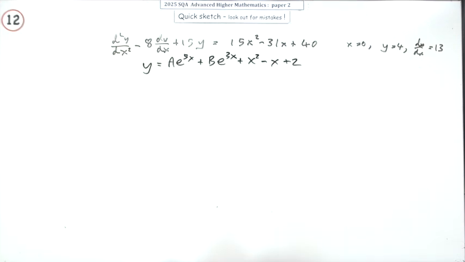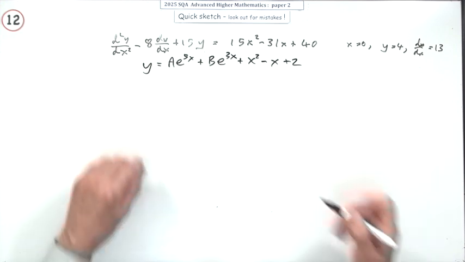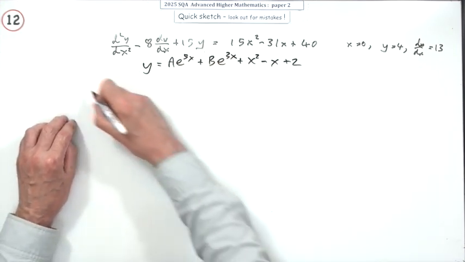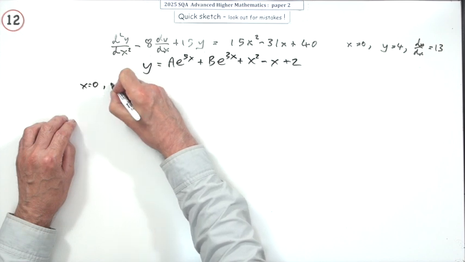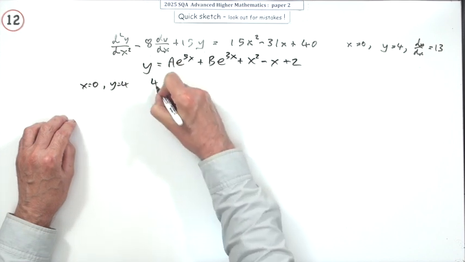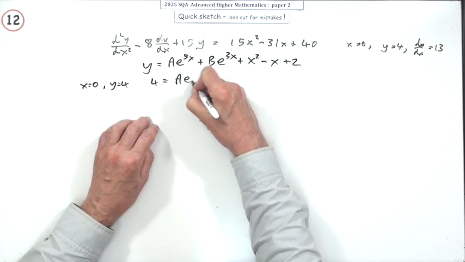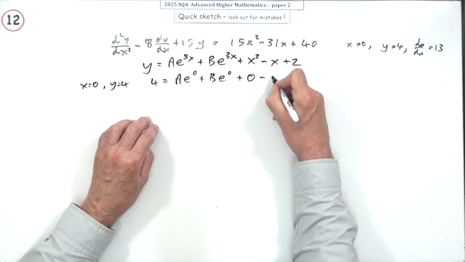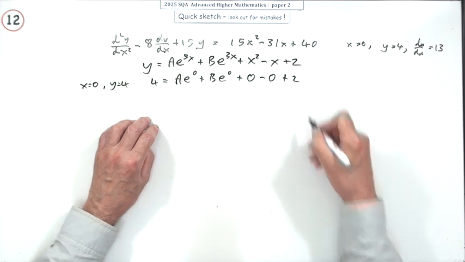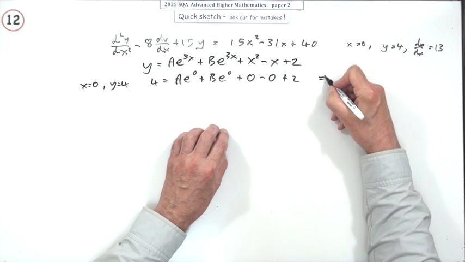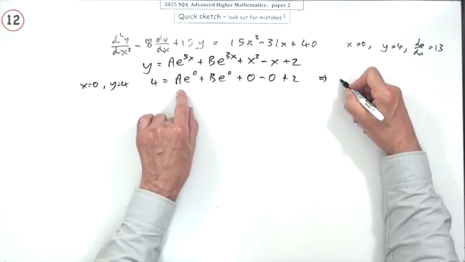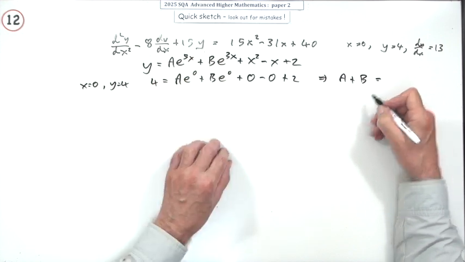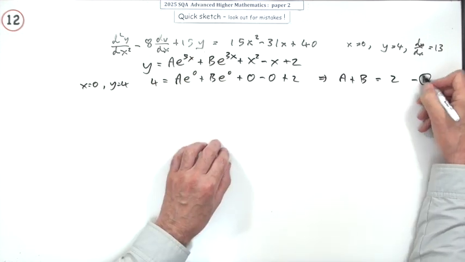So, create some space. Then, I'm going to use these conditions now. So I can use the first one straight away. When x is 0, y is 4. So 4 is equal to a e to the 0, b e to the 0, and it looks daft, I'll just put in those ones as well, which will give me one connection between a and b, because that just says a plus b equals, take that 2 across, equals 2, right?